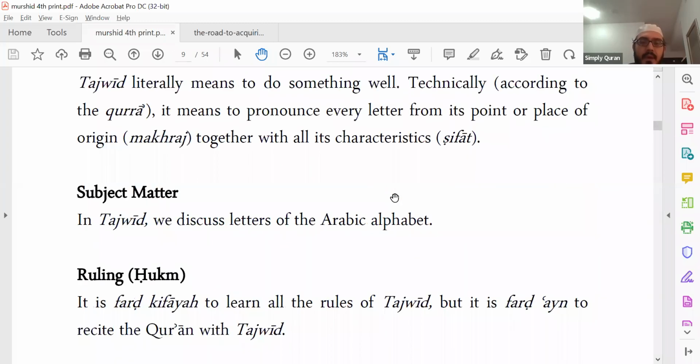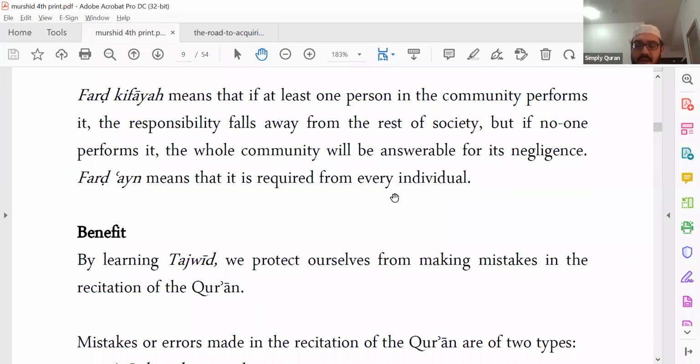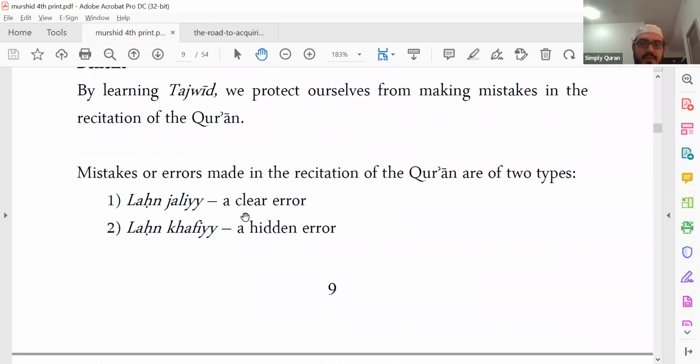Okay, then we talked about the 2 types of mistakes. One was lahn jali and lahn khafi. What are the differences between them? Yes, lahn jali and lahn khafi. Okay, so jali and khafi. Jali and khafi. So you can see here.